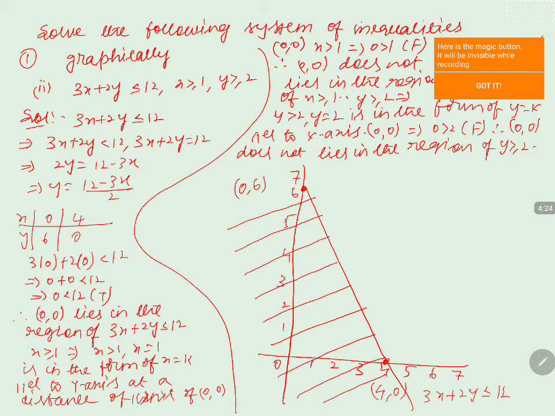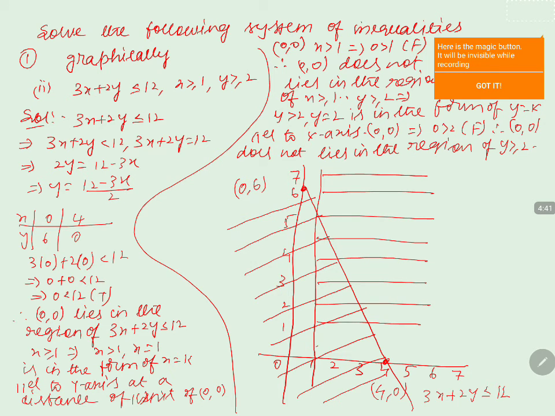While x is equal to 1 is a line which is parallel to y-axis, so we'll draw the line x is equal to 1. When we substitute origin, we got the result as false. So we should draw the lines away from the origin, stating that the origin will not be included in this region. So this one is known as x greater than or equal to 1.